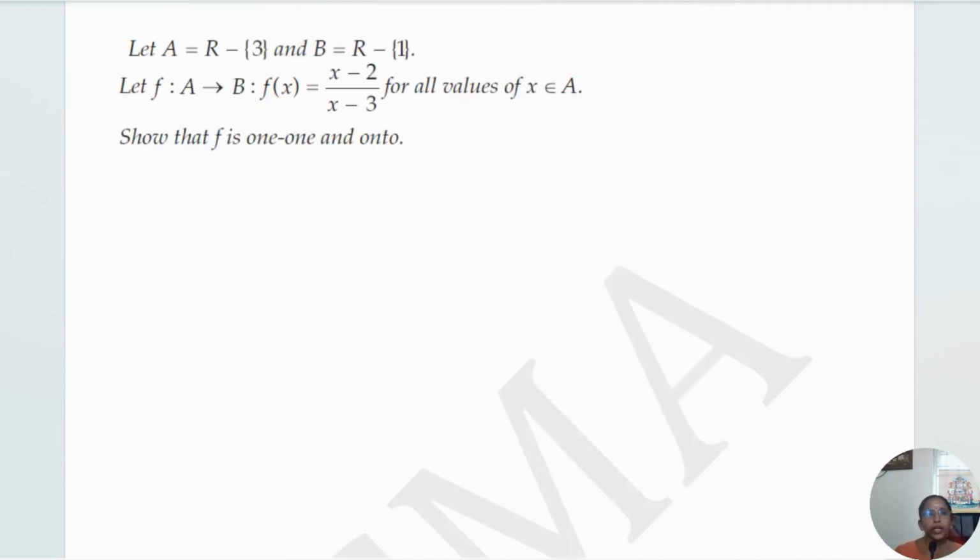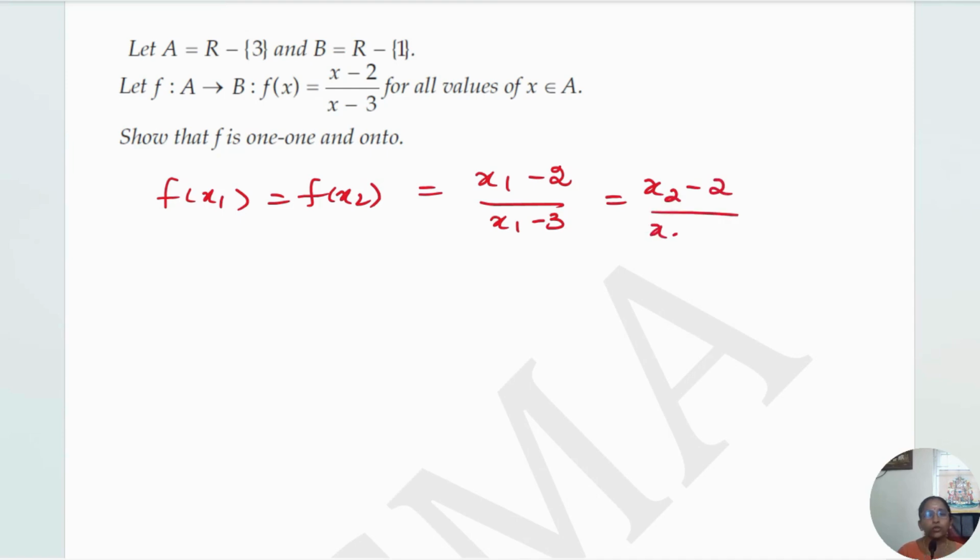Read this question. Set A is R excepting the value 3, and for B the exceptional value is 1. The function is given as f from A to B, and f(x) = (x - 2)/(x - 3) for all values of x belonging to A. Input is our A, output is our B. Show that f is one-to-one and onto. First check for one-to-one. f(x1) = f(x2), so our data is (x1 - 2)/(x1 - 3) = (x2 - 2)/(x2 - 3).